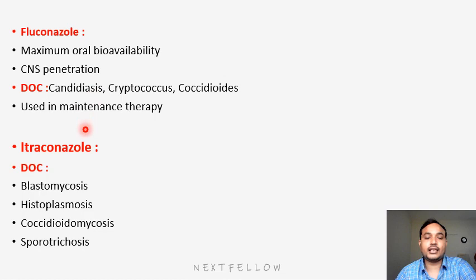Next drug among the azoles is itraconazole. It is the drug of choice for blastomycosis, histoplasmosis, coccidioidomycosis, and sporotrichosis. Itraconazole is the drug of choice for these infections, so you have to remember the names. Mind these two drugs: fluconazole is very important, and itraconazole as the drug of choice is important. Next.